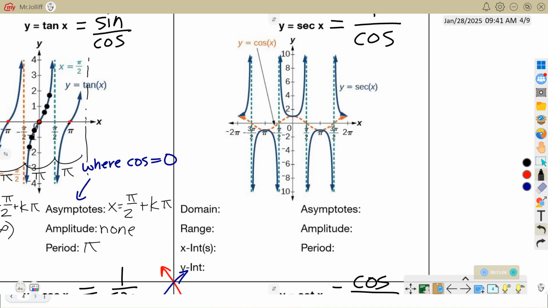Okay, so next process, we need to describe the domain. I see asymptotes. Frowny face. So we make our statement all x so that x is not equal to, and then we're going to look for our asymptotes because those are where my graphs don't exist.